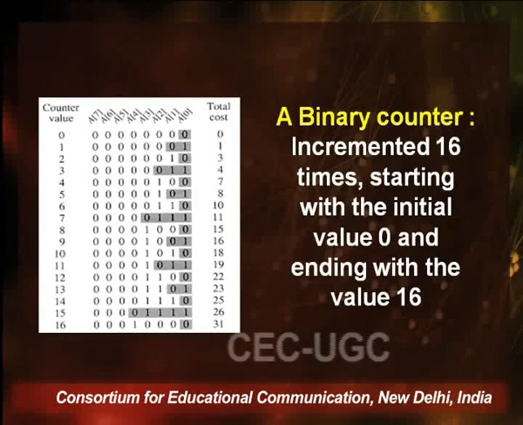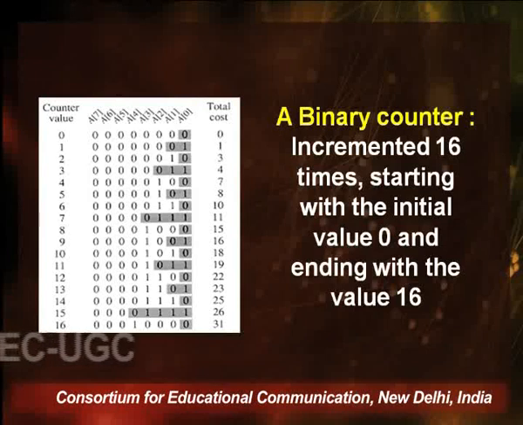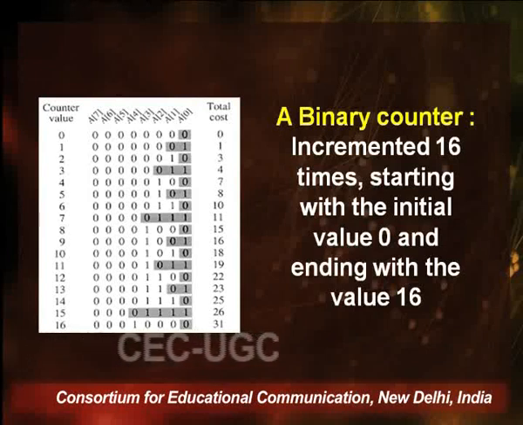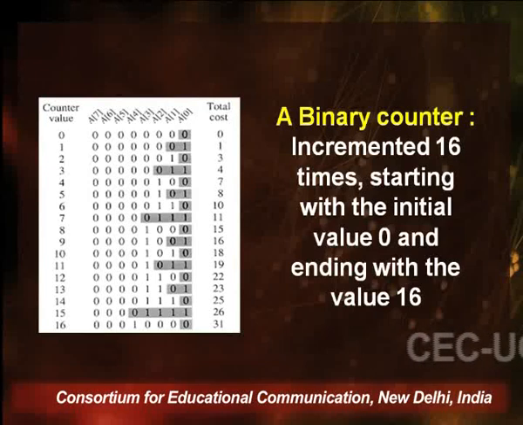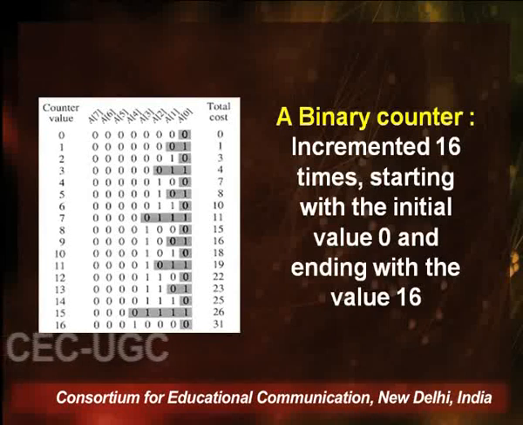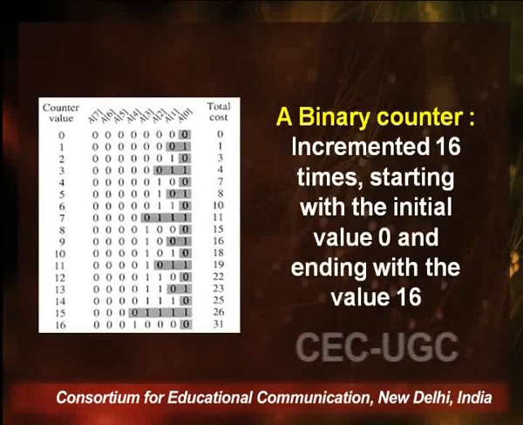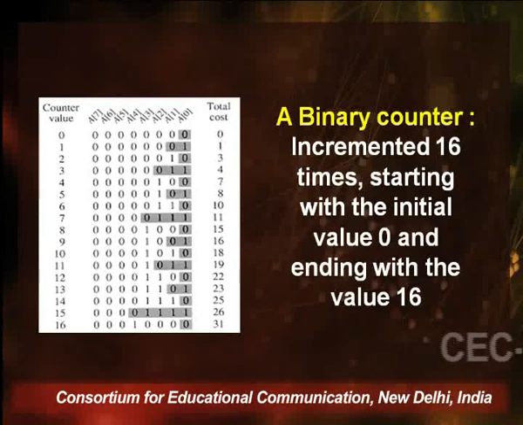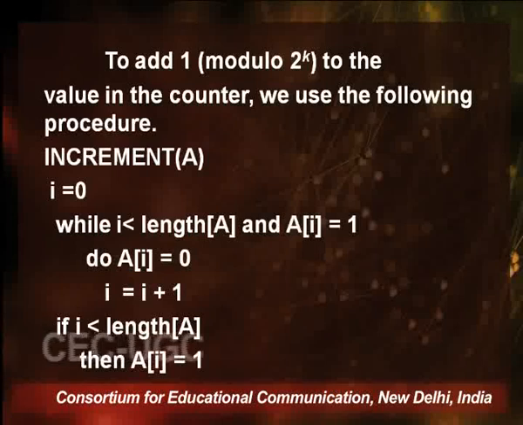So this is what basically a binary counter is, and this is what my binary counter looks like. Basically we can say it is simply an array starting from 0 to k minus 1, and whatever the counter value is, the binary number corresponding to that counter value will be stored within that array A. So this is what the agenda is. Now what do we want to do?